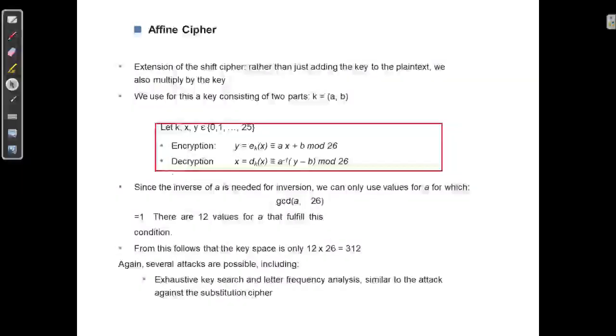Hello everyone. So in this video we are going to discuss the affine cipher. Affine cipher is another form of substitution cipher. So we can say that it's more secure than the Caesar and shift cipher, but still it compromises its security. It is an extension of the shift cipher.